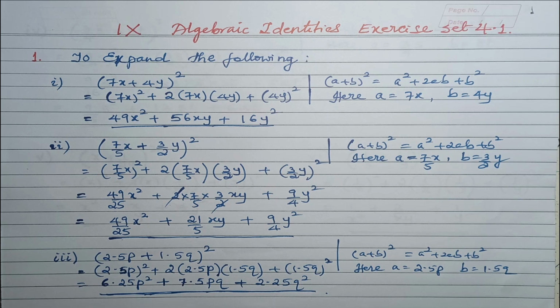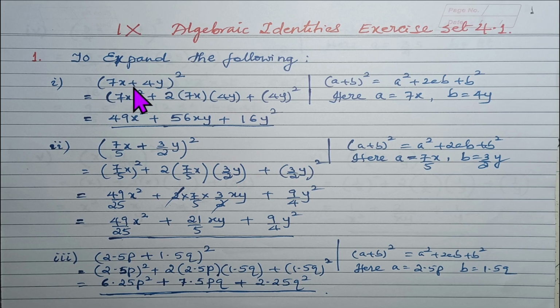Welcome to MRL. In this learning session, we'll be learning the solutions of algebraic identities of exercise set 4.1, Ganita Manjari, 9th standard NCERT textbook. Now in the first question, we have been asked to expand the square of 7x plus 4y, and we have to use an identity.